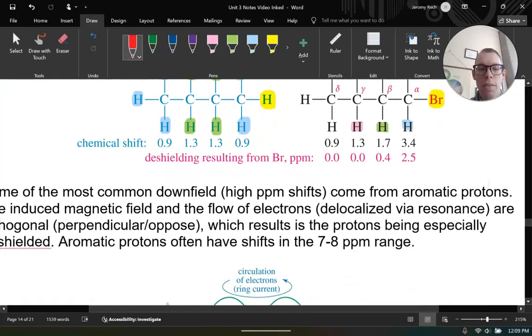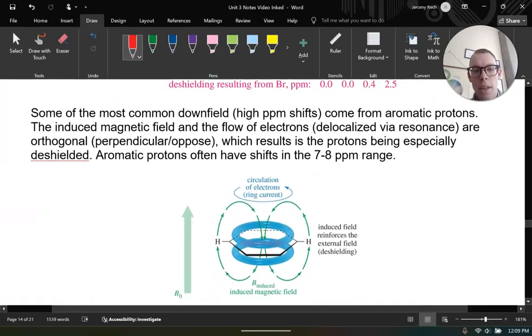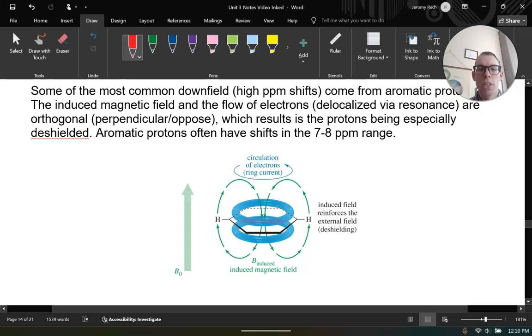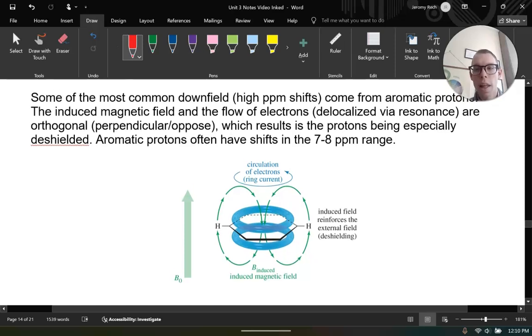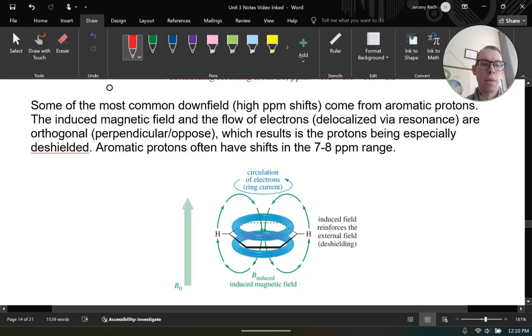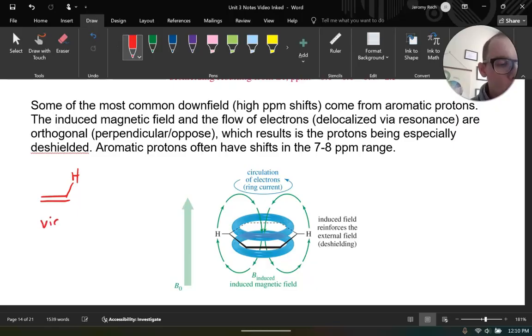The one last thing we'll talk about in this video is how you can be deshielded without an electronegative atom. Normally we think about something like a bromine or a chlorine or an oxygen or a nitrogen, but the movement of electrons through resonance also can have an impact. So your vinyl protons are protons that are on a double bond directly. If you have a double bond, the hydrogens that are directly connected are known as vinyl. Those are often in the 5 to 6 range for ppm.